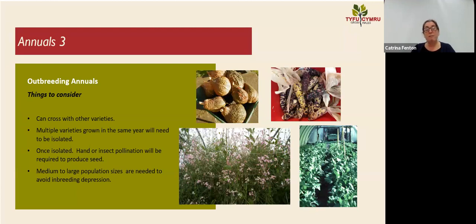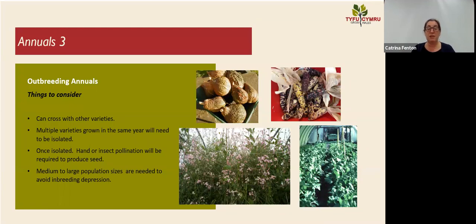Because they're outbreeders, they need a medium to large population size to prevent inbreeding depression. Cucurbits seem to be an exception to this. We can usually get away with around 6 plants to ensure a healthy population. Again, how much seed are you planning to grow? Once you've got over that line in terms of healthy gene pool for seed production, then you can scale that up to the amounts that you need. Bearing in mind, these are all open pollinated crops.